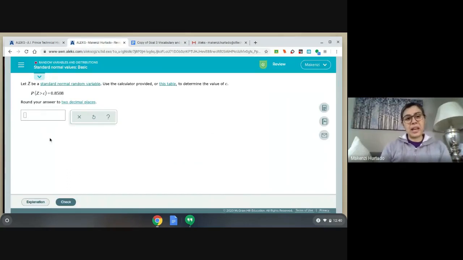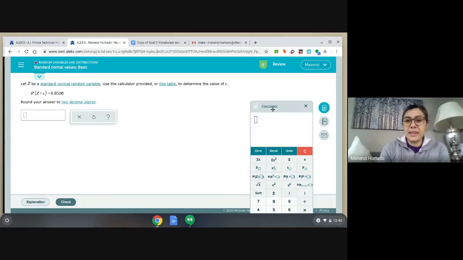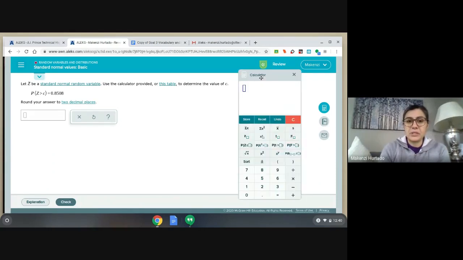So the first example that I have says Z is greater than C. So if Z is greater than C, we're just doing Z to the X, which is nice and easy. So I'm going to go to my calculator and I am typing in Z, and I'm just typing in the exact number, 0.8508. And I am rounding to 2 decimal places. So it'll be negative 1.04.